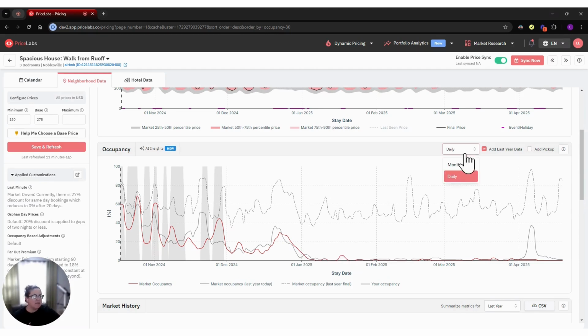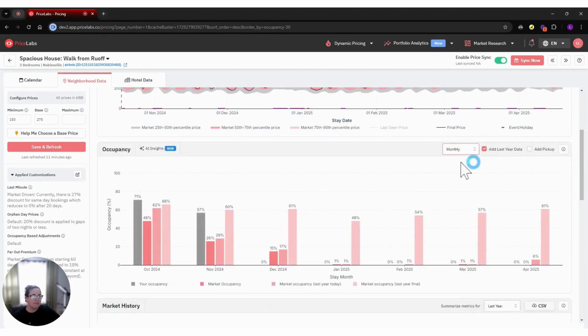Additionally, you can change this to show you your monthly occupancy. This is super cool because it shows you the same sort of data just on a monthly grouping, and then it'll show you your listing's projected occupancy as well, based on what you have booked already. So tons of really, really good data.